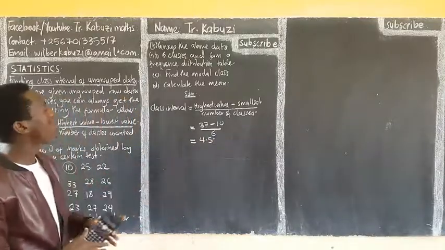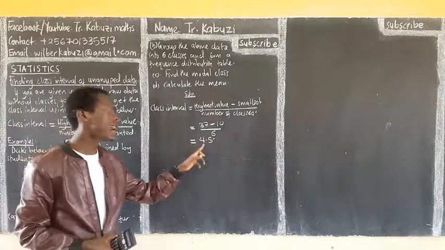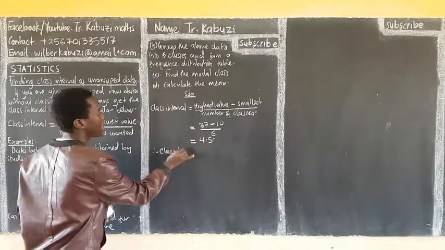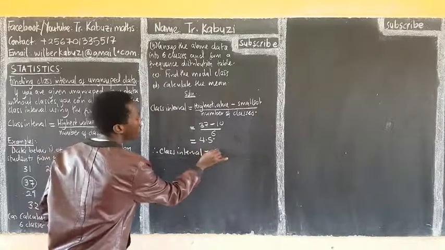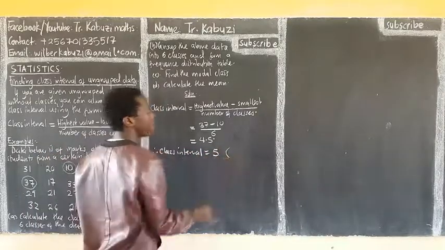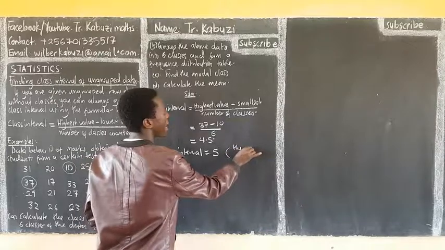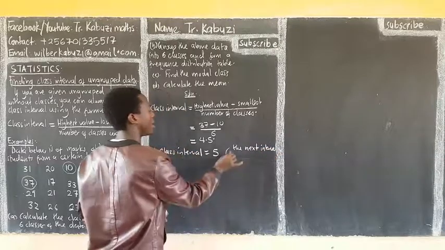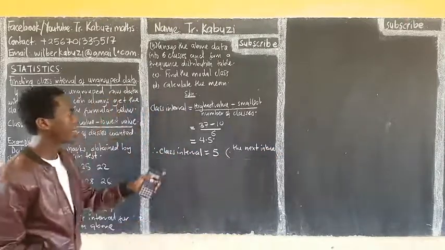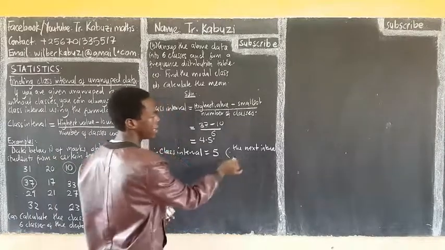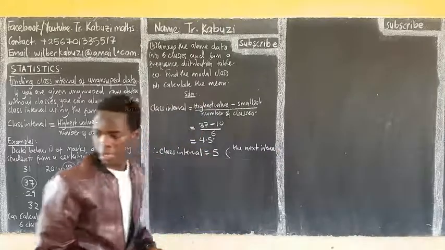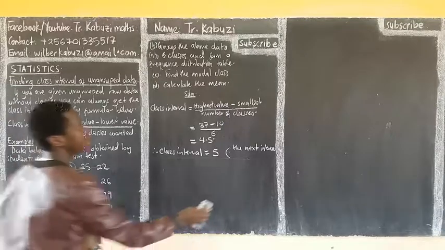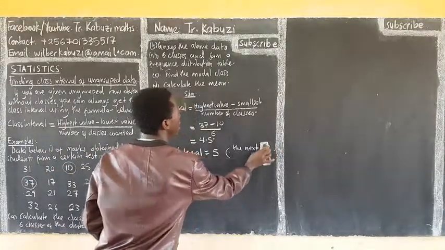Now when you get this, always our class interval is the next integer after this. So from there, you therefore say our class interval will be now 5. In brackets, let me put for a reason the next integer. Let me clean that for you so that you can be able to see properly. So the next integer, if you get decimal points.